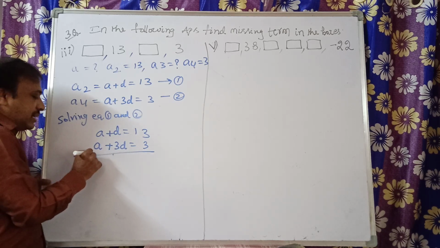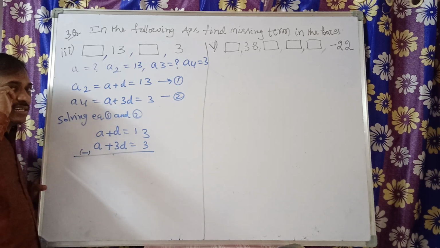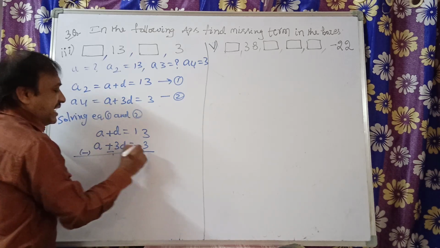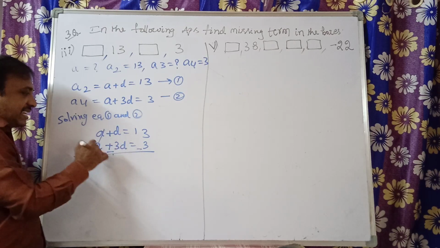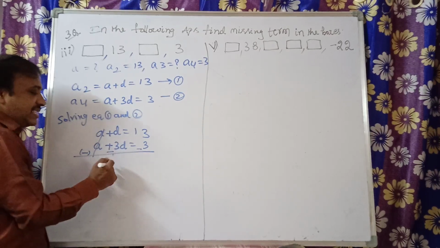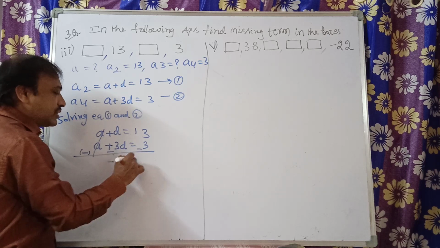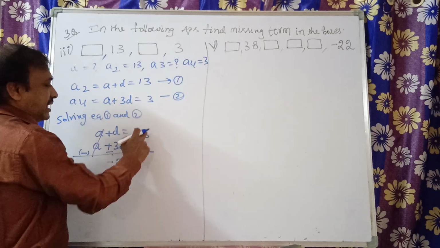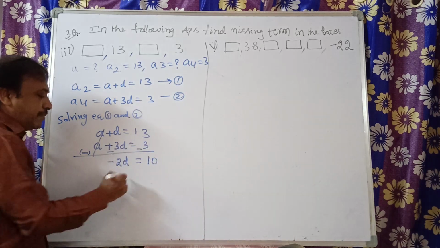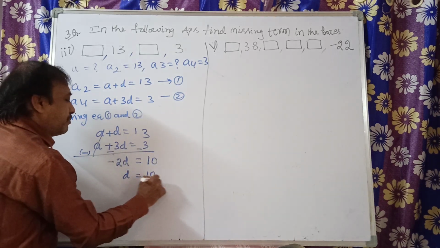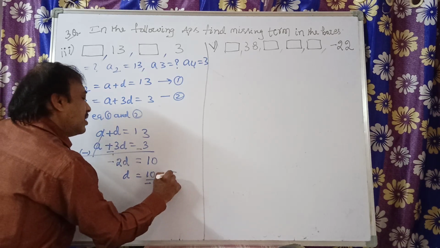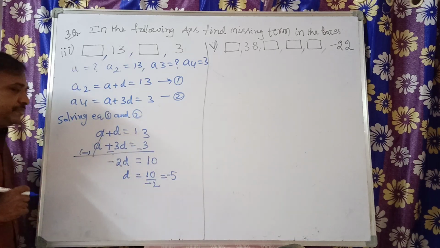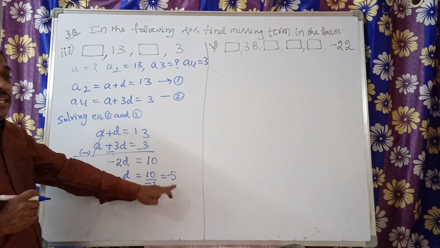When we subtract algebraic expressions, as we learned in class 9th and 8th, at the time of subtraction we change the sign. Now plus A minus A cancel. This is plus 1D, this is minus 3D, which will be equal to minus 2D. Plus 1D minus 3D, that is minus 2D. 13 minus 3 is equal to 10. Now D is equal to 10 by minus 2, which is equal to minus 5. So the D value you got is minus 5.